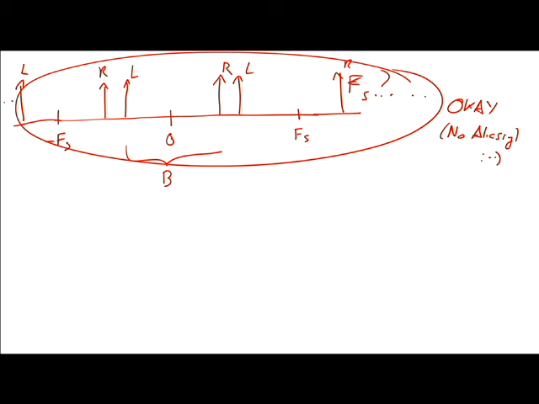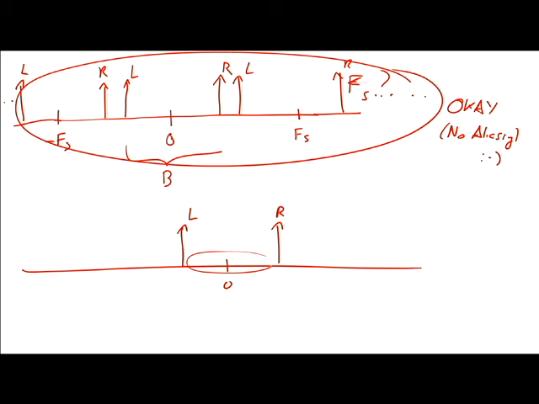I also talked about the case where, suppose instead, we have this situation. Here again, we have zero frequency. Here's left, here's right. Nobody's using this empty spectrum here. So why not put FS over here and minus FS over here? Now we've got left, right, and then over here, let's say this is 2FS, we have left and right.